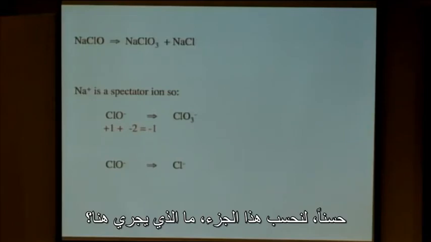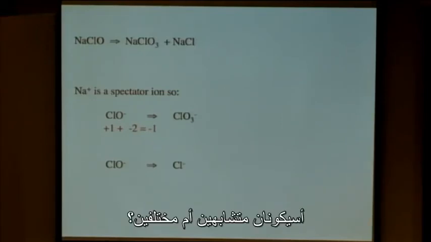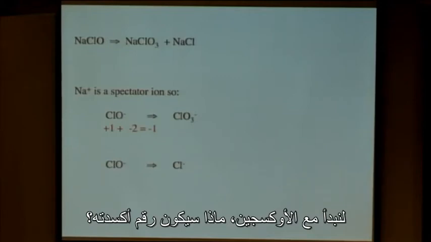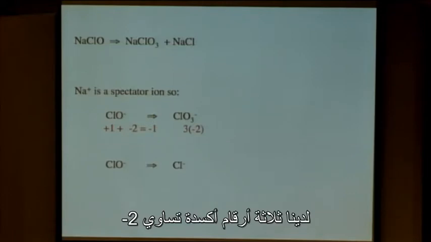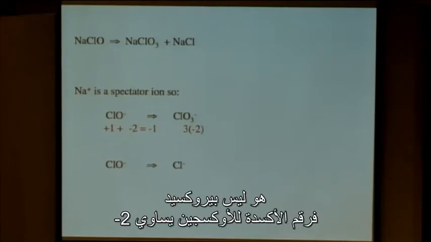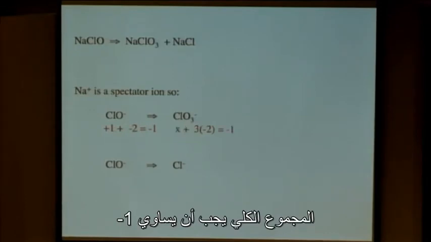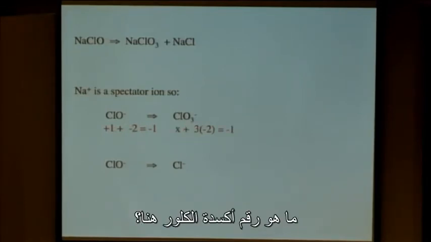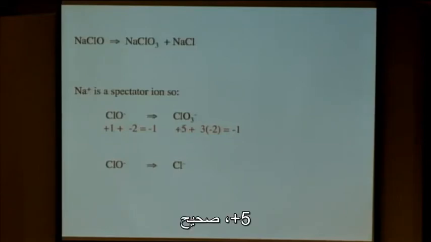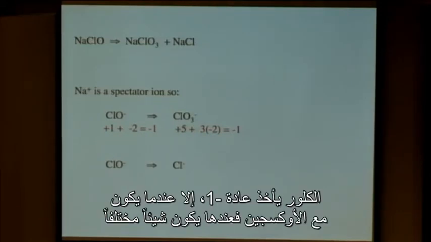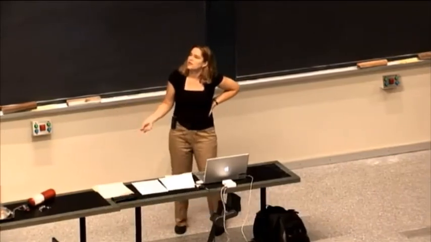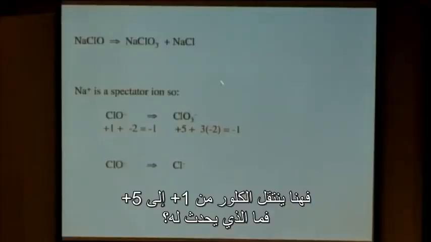All right, so now let's do that side. So what's going on here? Are they going to be similar or different? Let's start with the oxygen. What's that going to be? So we have 3 -2s. It's not a peroxide, so it's -2 for oxygen. The overall has to be equal to -1. So what is chloride here? +5, right. So that's unusual, but that's what it is. So we use our rules. Chloride is usually -1 except when it's with oxygen, and then it can be something different. So here chloride's going from +1 to +5.